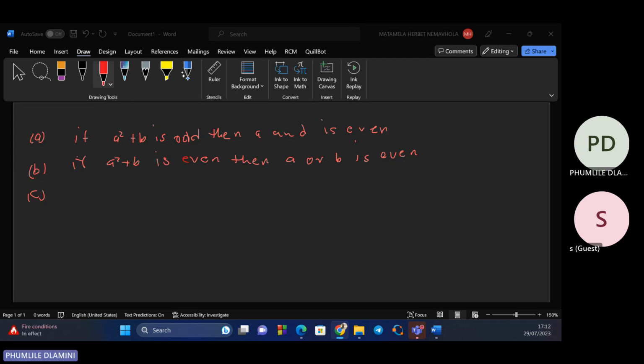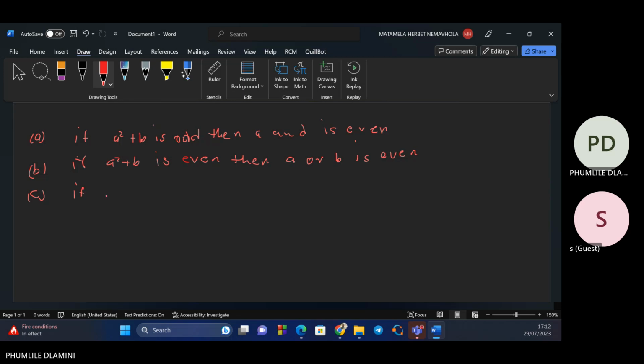So the contrapositive of that statement will be: if neither A nor B is odd, then A squared plus B is not odd. So that's the contrapositive of A.